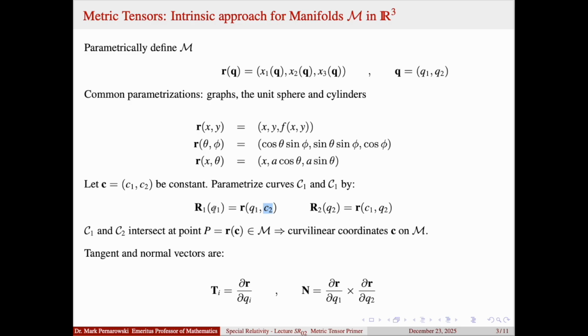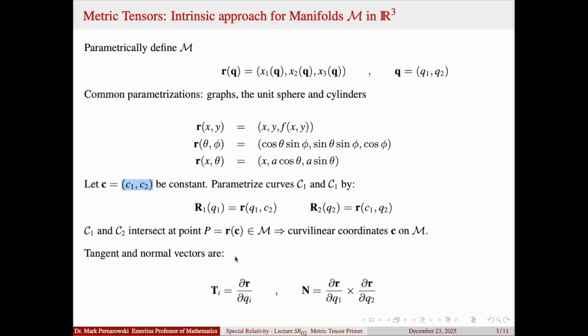Now, these two parameterizations of these curves necessarily have to intersect when q1 is c1 and q2 is c2. And what that means is that the pair c1, c2 will uniquely determine that point of intersection. In that manner, c1, c2 pairs describe the coordinate systems, or the curvilinear coordinates, on the surface. So any pair c1, c2 will uniquely define a point of intersection on the surface.